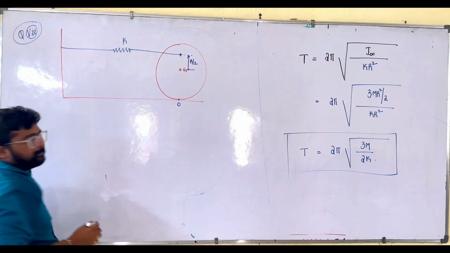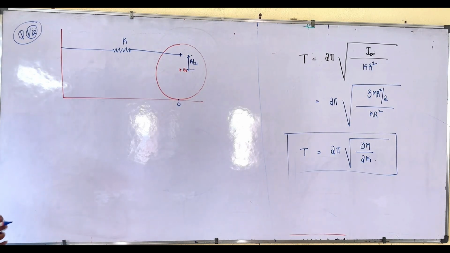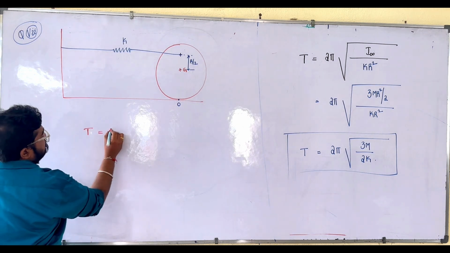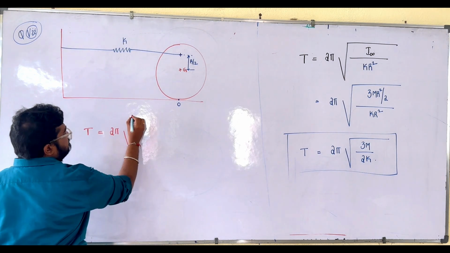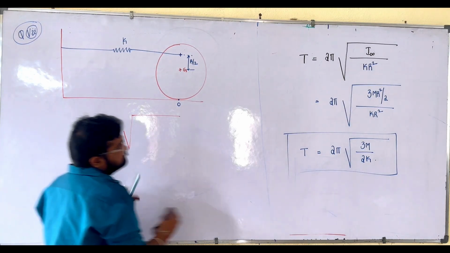This would be K. Now, what is the time period of oscillation? Tell me, by using the short trick, T equals how much? 2 pi square root of I O O by how much?